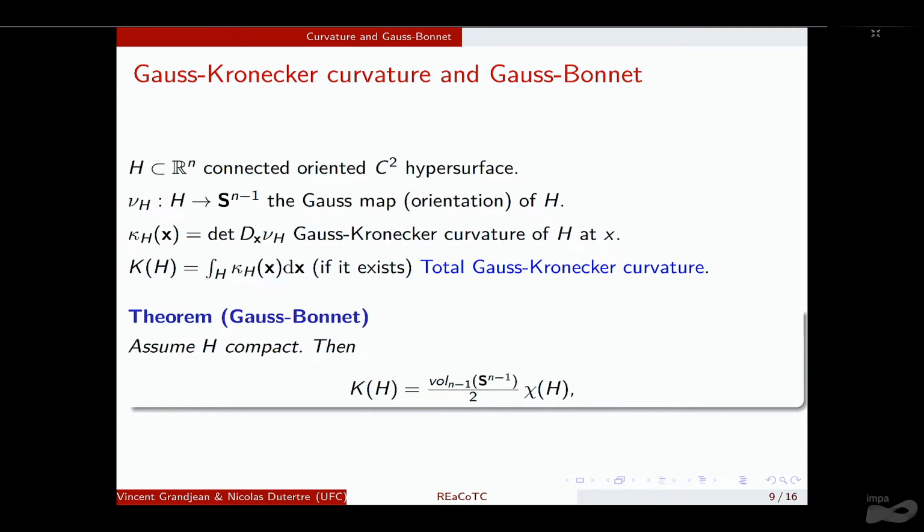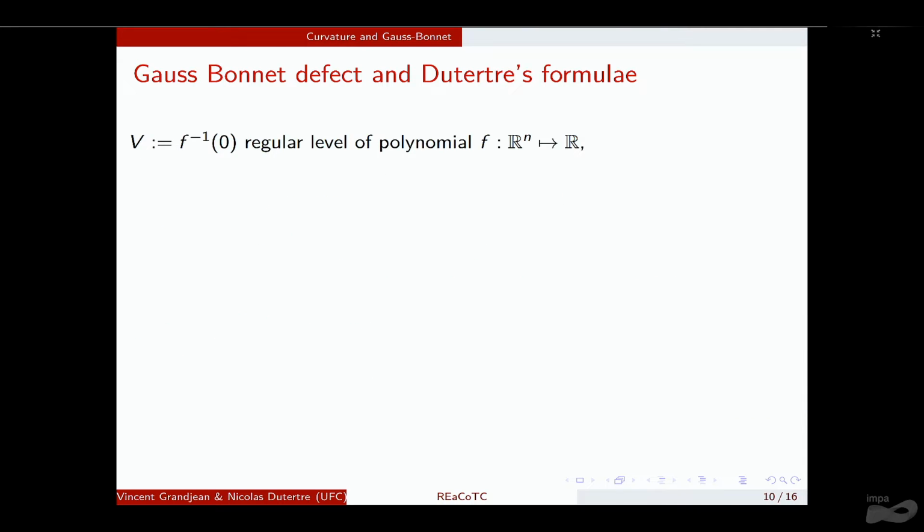And Gauss-Bonnet said the following. He said that if H is compact, then the total Gauss-Kronecker curvature is the same as the Euler characteristic. That is, the same means, well, there is a constant which depends only on the dimension. So it's the same. Okay. A problem is just when we're dealing with a polynomial, even real ones, levels are not necessarily compact. So the Gauss-Bonnet formula is not true, at least not true as such.